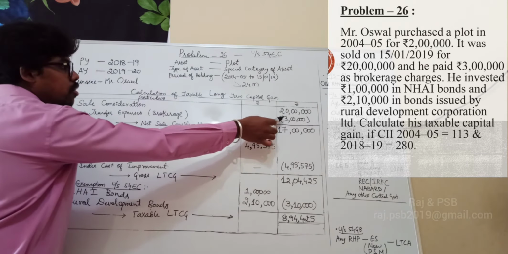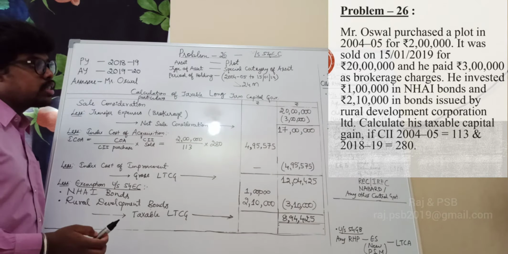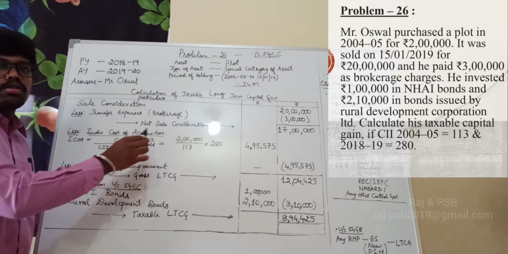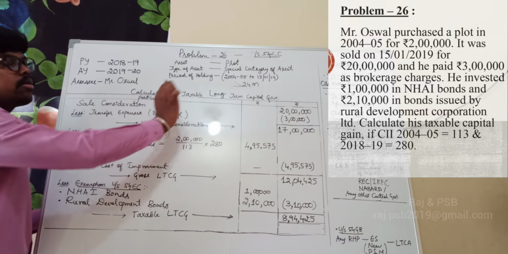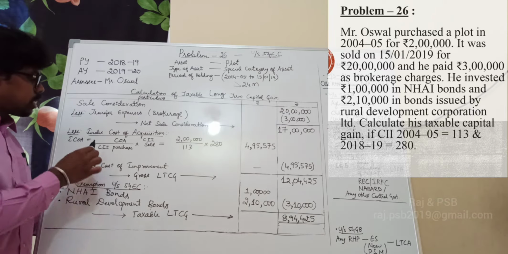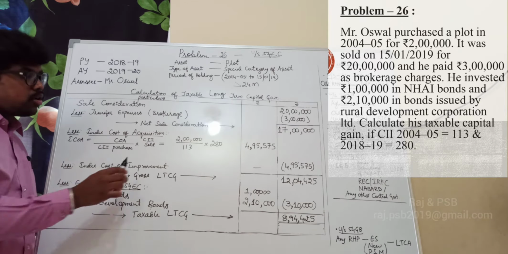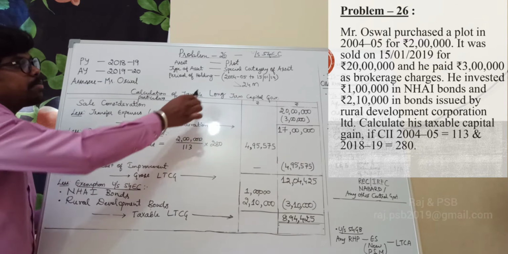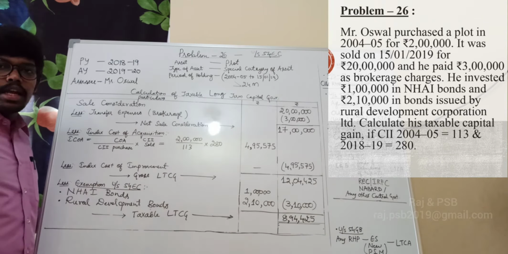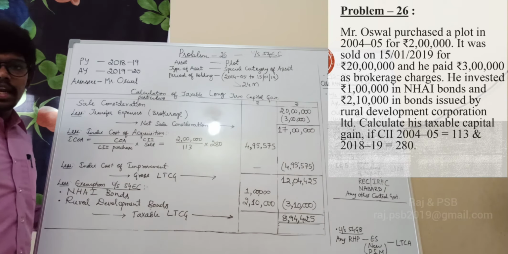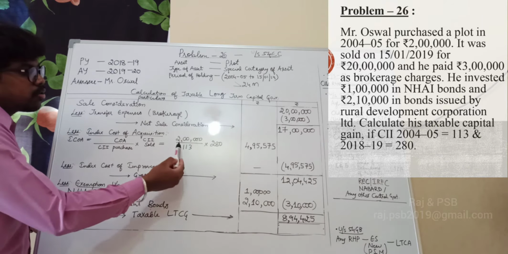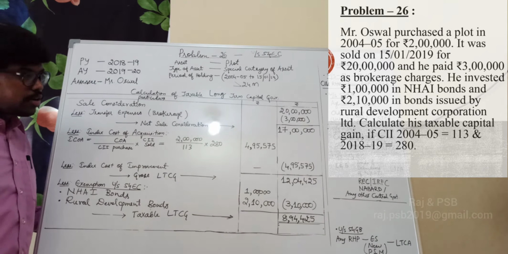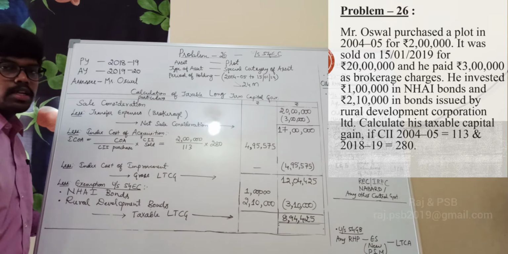So out of 20 lakh, if we deduct 3 lakh, 17 lakh will be the net sale consideration, and less index cost of acquisition. Since it is after 1/4/2001 and a purchase agreement, the formula will be as follows. Cost of acquisition is 2 lakh divided by CII of purchase in 4-5, that is 113, and sold in 18-19, that is 280. So 2 lakh into 280 divided by 113 is 4,95,575, and less index cost of improvement, there is no improvement cost.